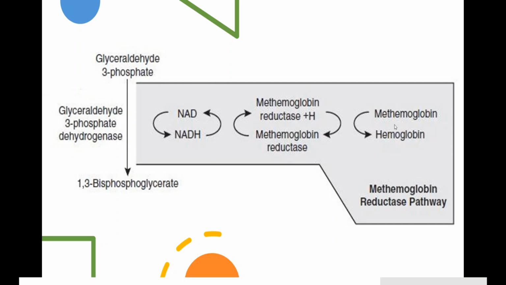By the way, when the iron in the hemoglobin is oxidized into the ferric state, we call the hemoglobin methemoglobin. Hemoglobin is when the iron is in the ferrous state; methemoglobin is when the iron is in the ferric state. Okay? I hope that's clear.